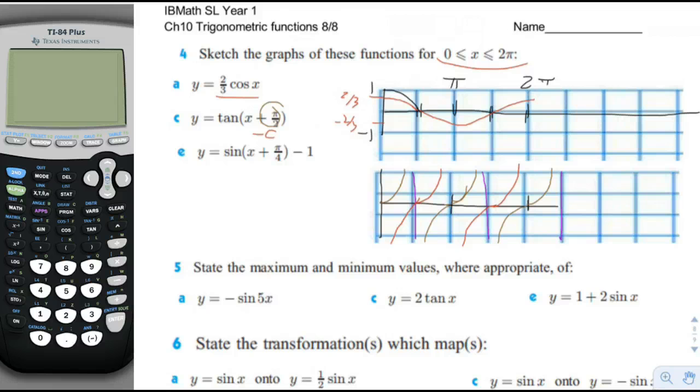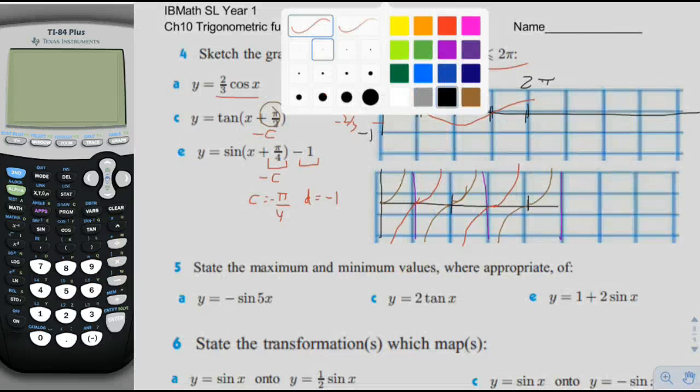And now we're going to do E. So E is like two translations in one. The pi over 4 is a C translation, and since it's a negative C but it's a plus pi over 4, that means C is equal to negative pi over 4. And then the negative 1 at the end is a D translation. And so the D translation is moving it down, and the C translation is moving it to the left by pi over 4.